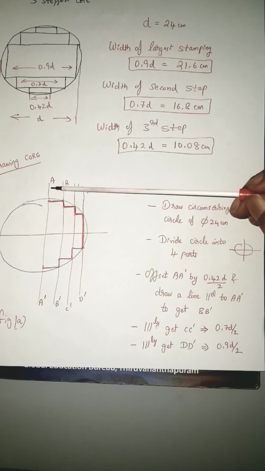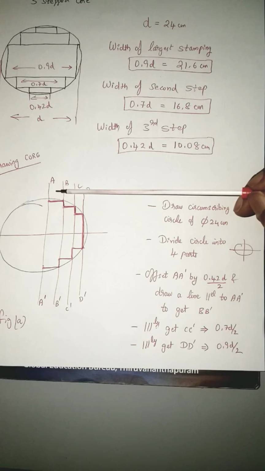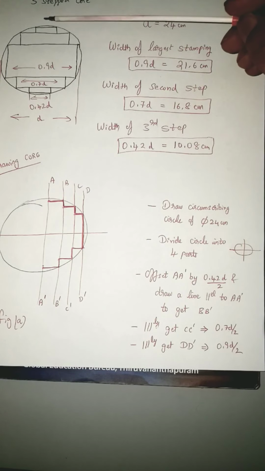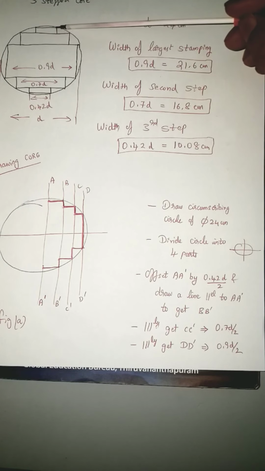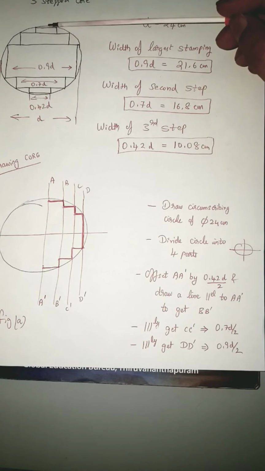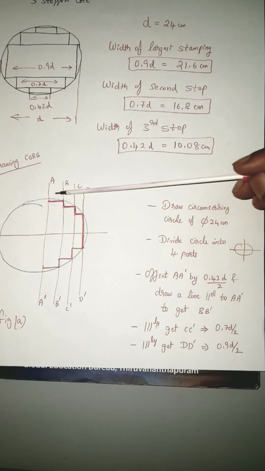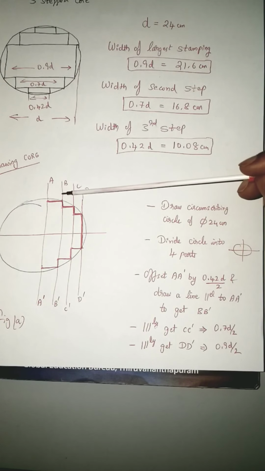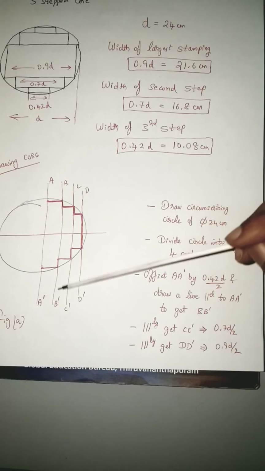Now I want you to offset this AA dash to get BB dash, and this distance will always be 0.42 D by 2, because if you cut this vertically, this part is 0.42 D, so half of it will obviously be 0.42 D by 2. So at a distance of 0.42 D by 2, I'll be getting BB dash. So I'll be drawing BB dash.